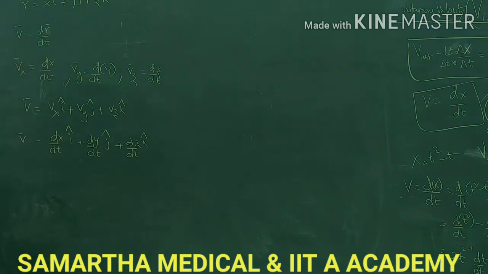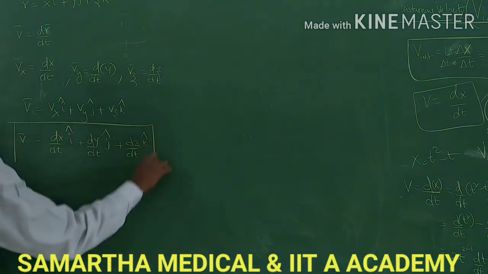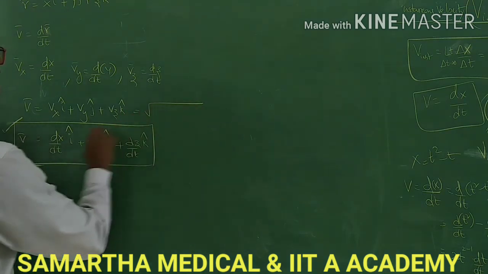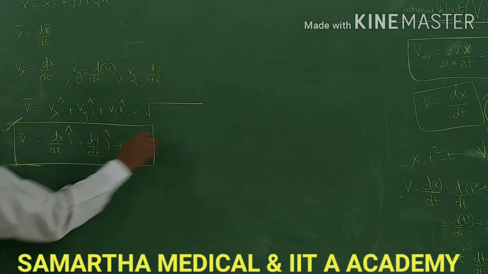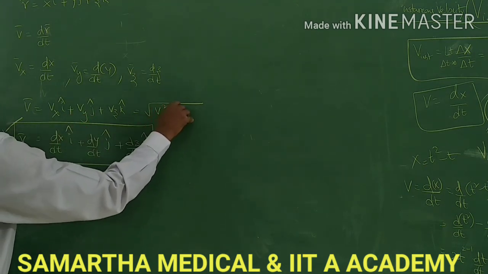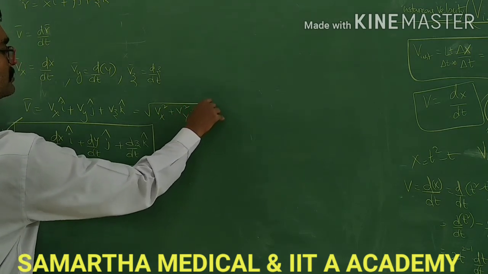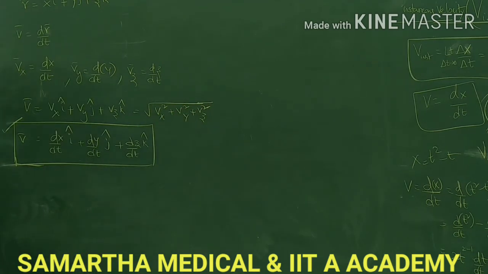That is the velocity if they have given x, y, z as functions. This is in 3D; whether it is 2-dimensional or 3-dimensional depends on the situation. Suppose they ask for the magnitude of velocity: it is the square root of Vx square plus Vy square plus Vz square.